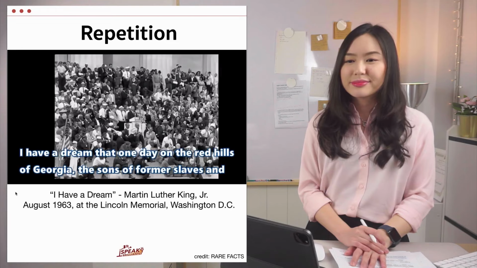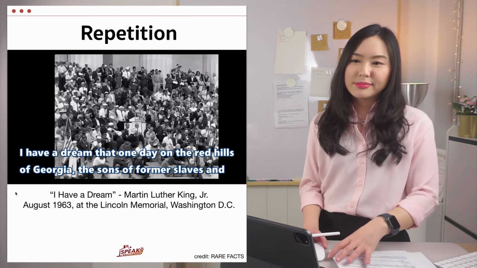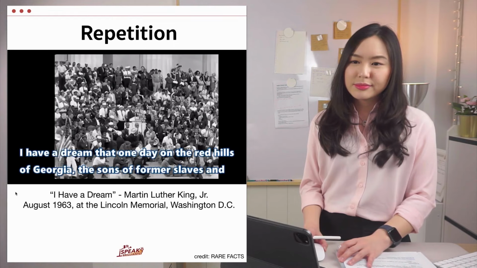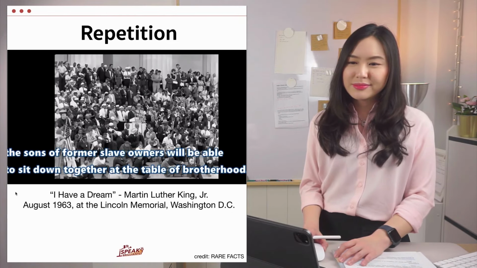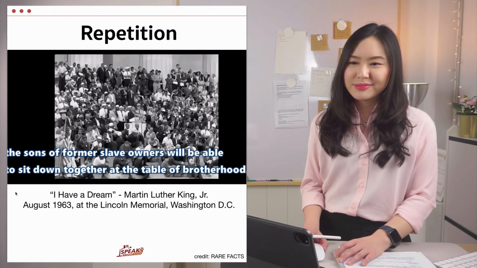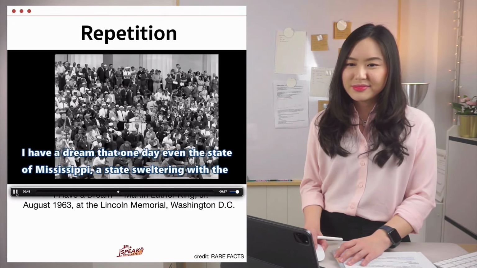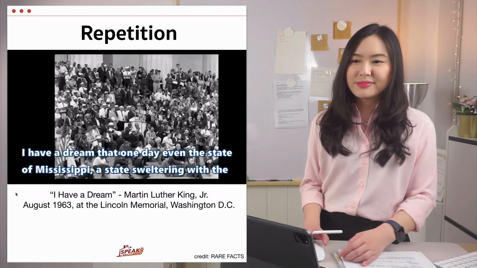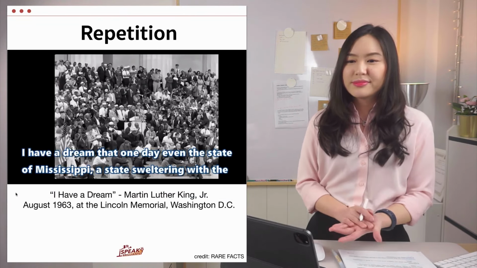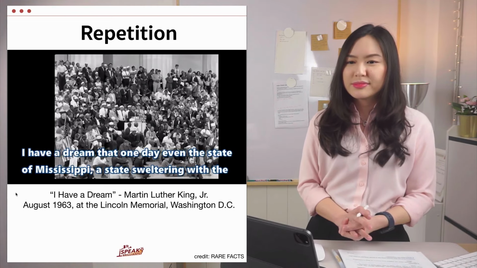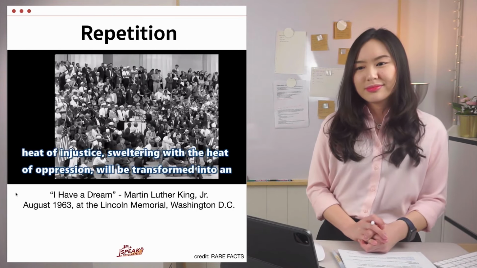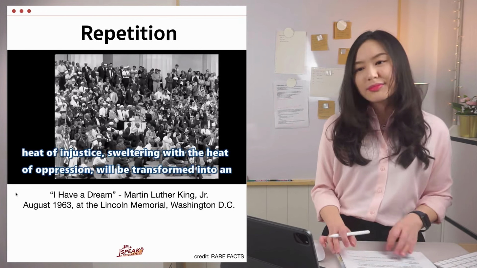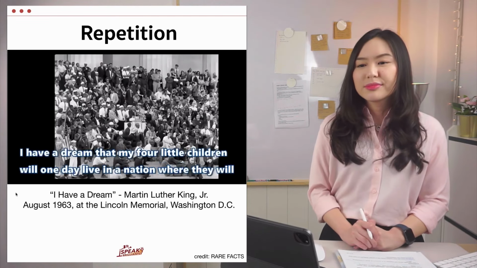I have a dream that one day on the red hills of Georgia, sons of former slaves and the sons of former slave owners will be able to sit down together at the table of brotherhood. I have a dream that one day, even the state of Mississippi, a state sweltering with the heat of injustice, sweltering with the heat of oppression, will be transformed into an oasis of freedom and justice. I have a dream.